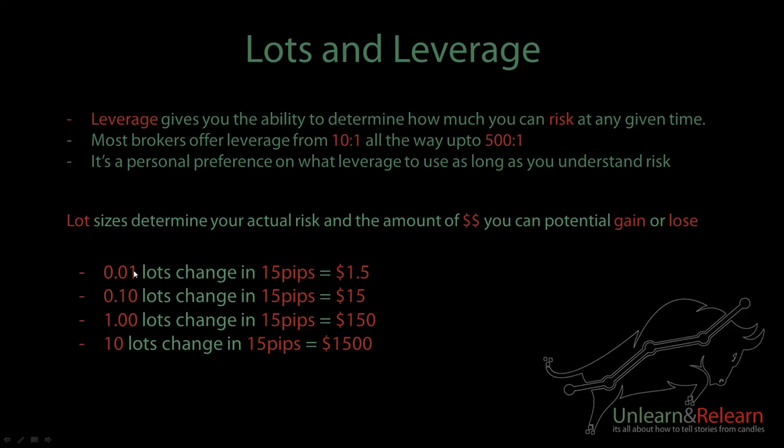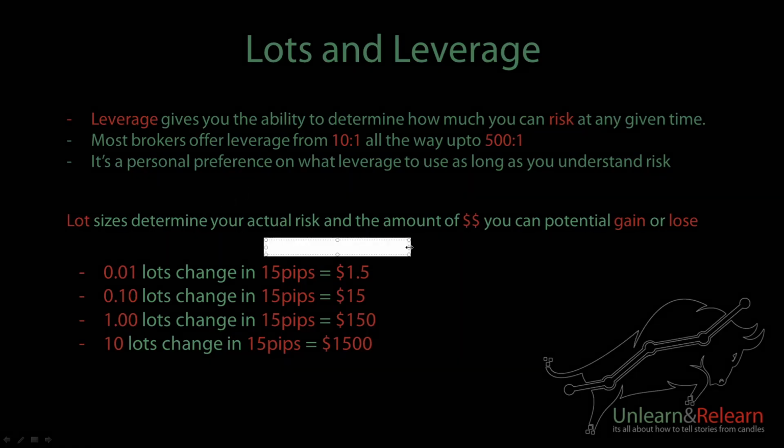The lot sizes start from a minimum of 0.01 lot and go all the way up to 100 lots. So when you're starting from 0.01 lots, and price moves by 15 pips, or for the sake of simplicity, let's say price moves by 10 pips, right?